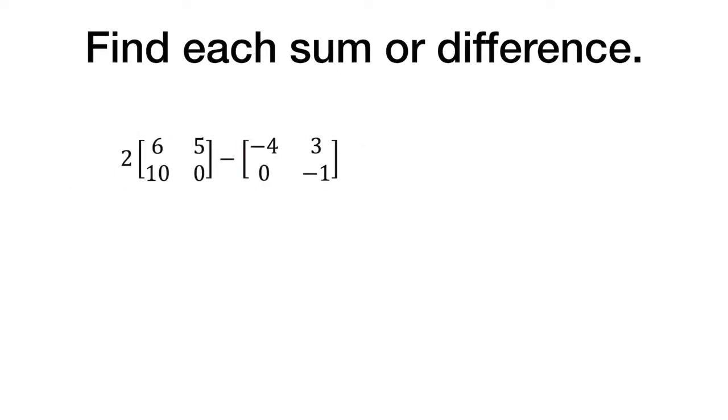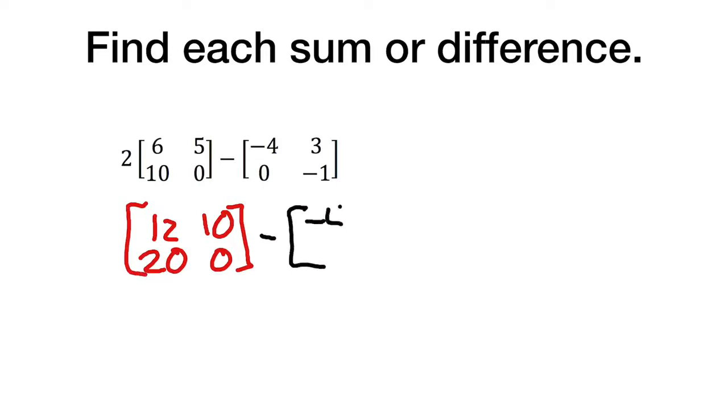Here, we have to do one thing before we can go on. Notice that this matrix is being multiplied by 2. So, 2 times 6 is 12, 2 times 5 is 10, 2 times 10 is 20, and 2 times 0 remains 0. And now we will be still subtracting it by -4, 3, 0, -1.